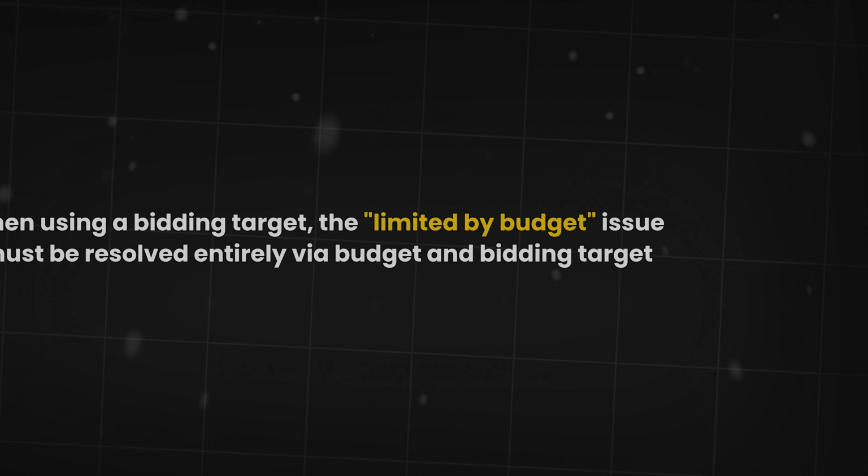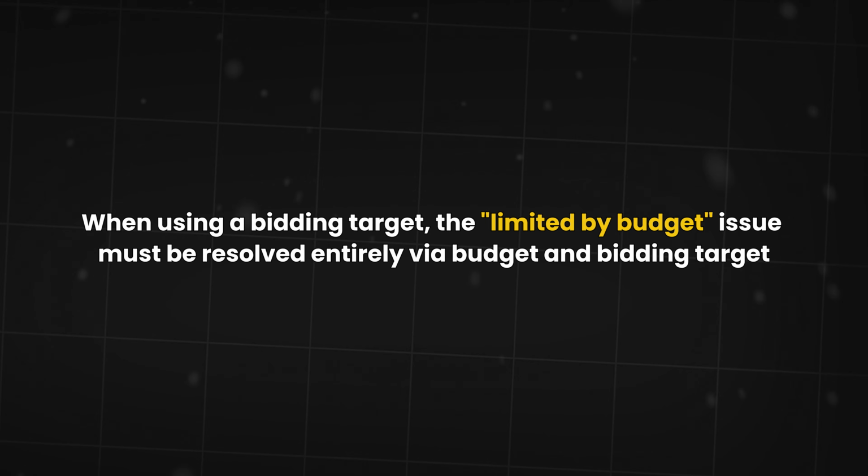In fact, when it comes to Target ROAS and Target CPA, this issue must be resolved entirely with your budget and your bidding. Your campaign optimizations, your ad rank improvements, quality score optimizations, and so on should be a separate recurring activity. Your optimizations and campaign improvements should drive your bidding and your budget, not the other way around.